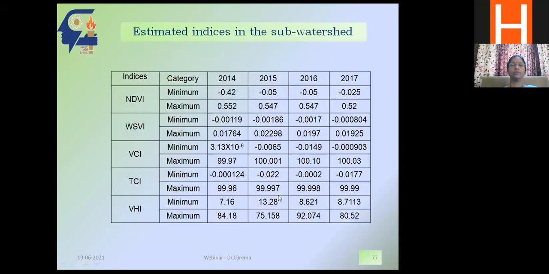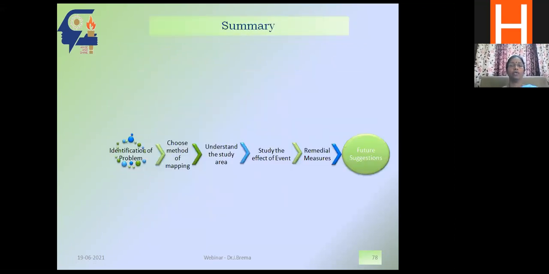Okay, so likewise, you can differentiate your area based on all these indices. And you can easily take some watershed conservation measures or something like that to bring down the temperature, to increase the soil moisture, to improve the vegetation health, etc. Okay, so with that, I am trying to summarize the whole presentation.